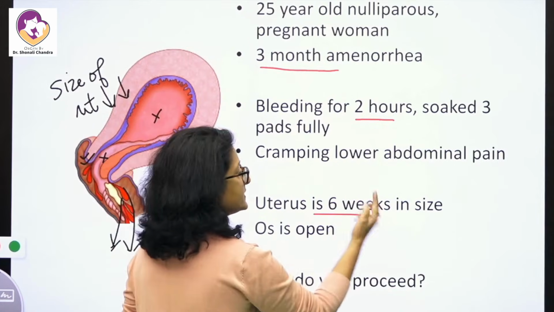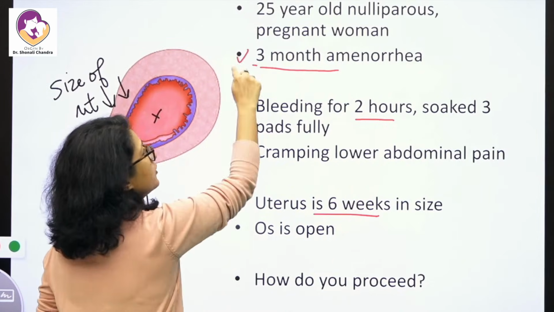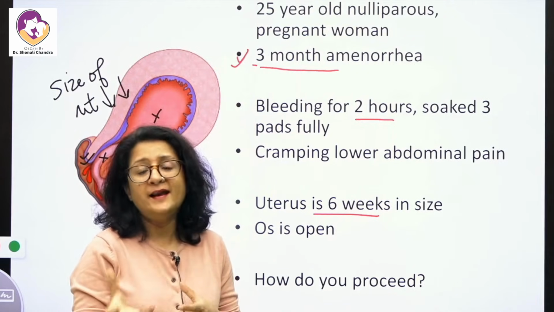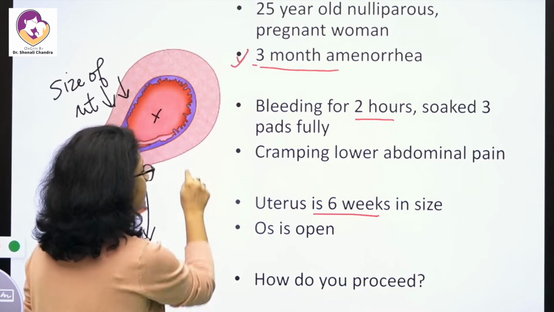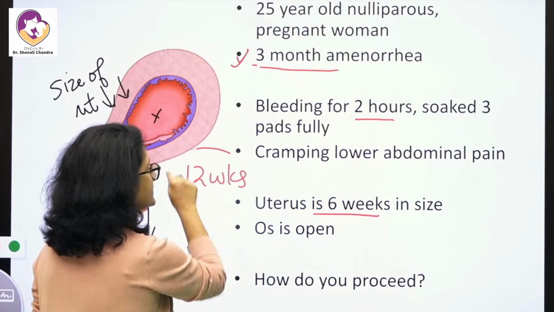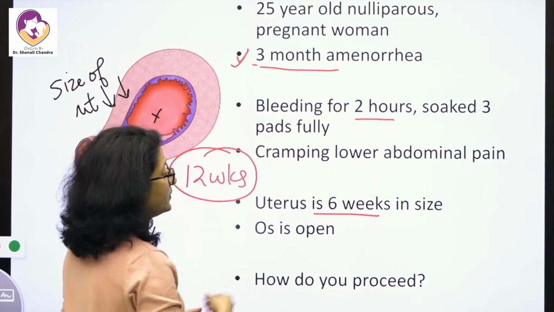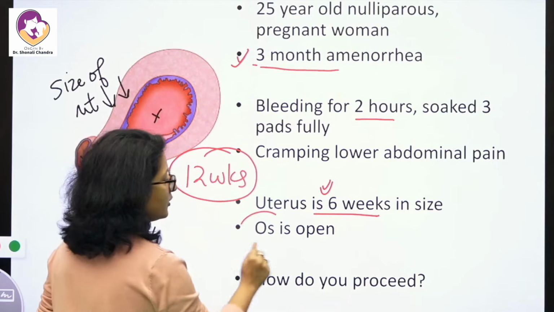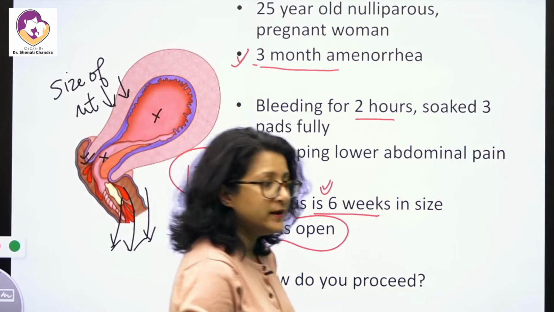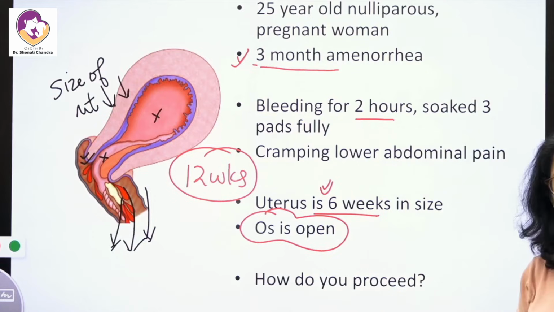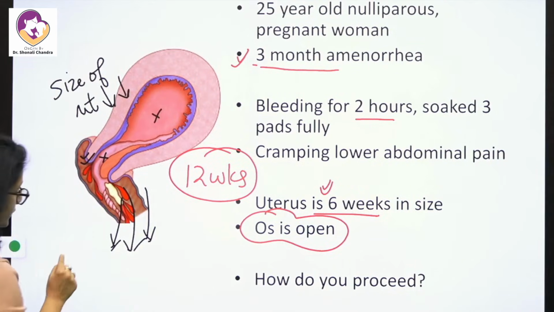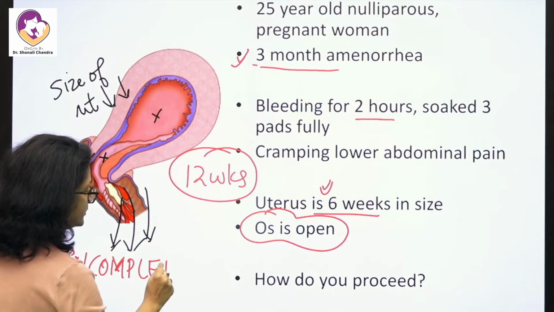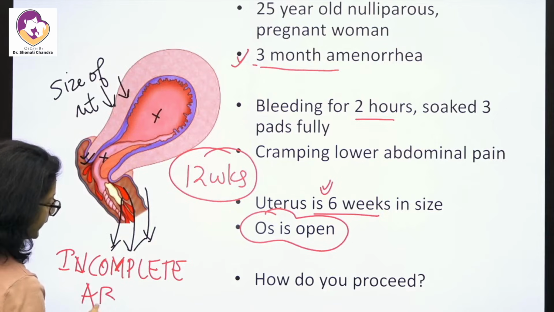The uterus is 6 weeks in size. So look at the period of amenorrhea here, 3 months. If I were to calculate it based on LMP, let's say for example she is 12 weeks pregnant, but the size of the uterus is less, right? And the os is open, right? So what is the clinical diagnosis right now? The clinical diagnosis is what we call incomplete abortion.